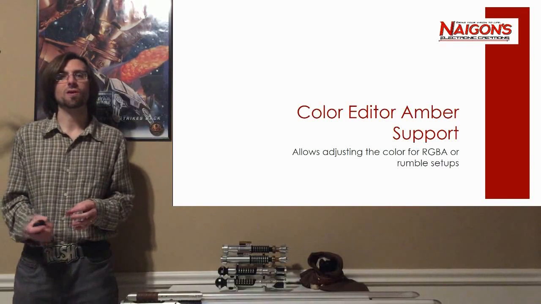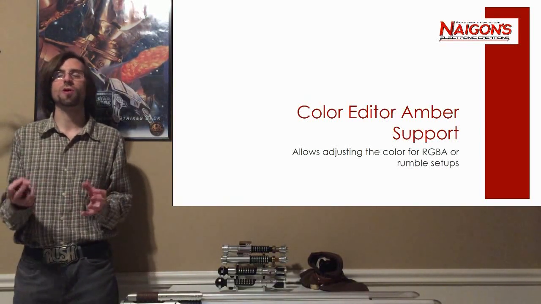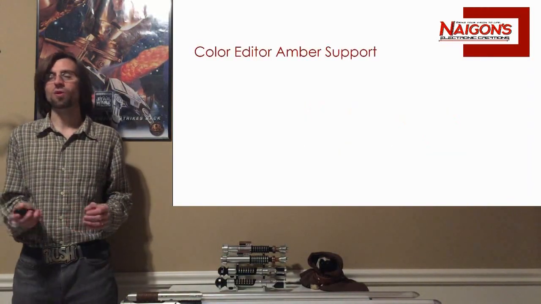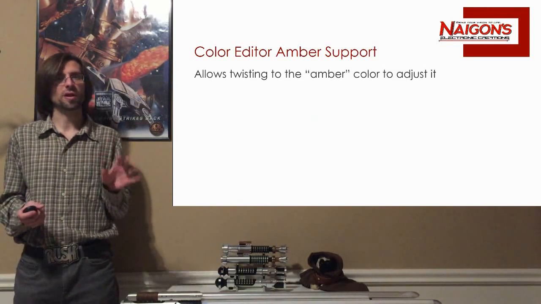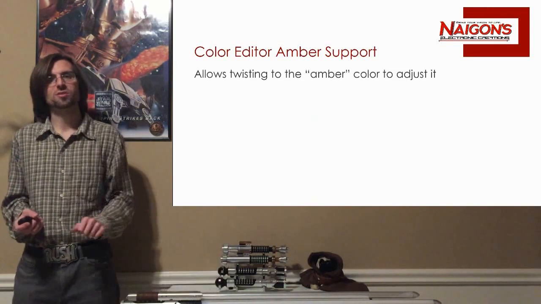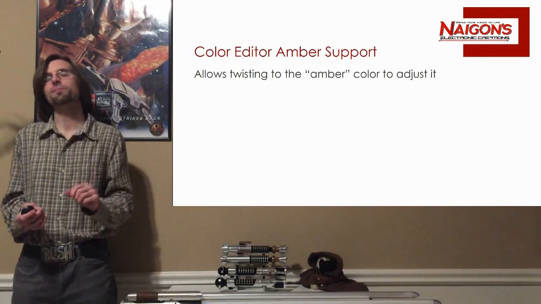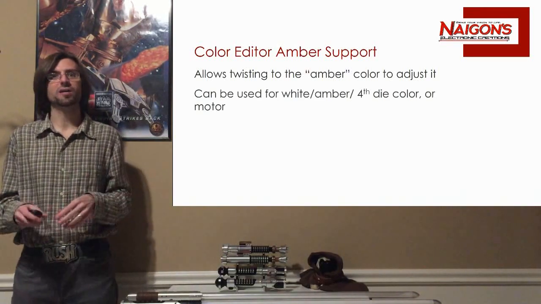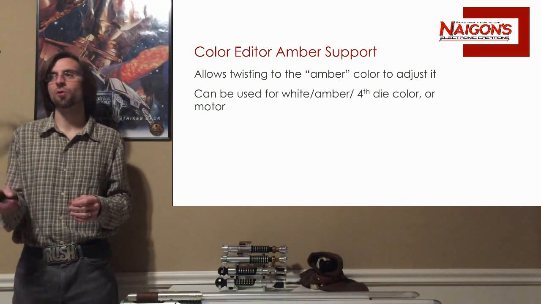This is for those using an RGBA, RGBW, or if you just have a normal RGB but have a motor hooked up as well. And so what this does is allows the onboard color editor, it allows you to twist when you're going through the menu to go from red, green, blue, now to amber. So that way you can adjust the setting for your fourth dye, which is your amber or white dye, or you can even adjust this for your motor.